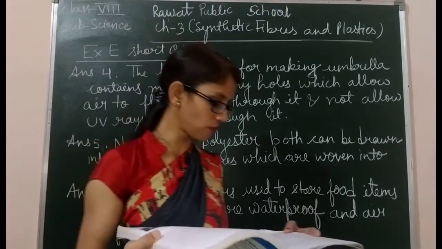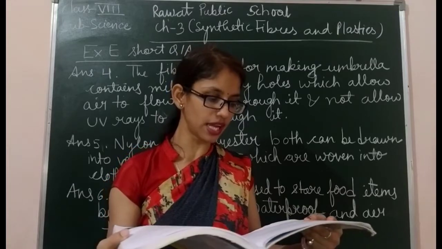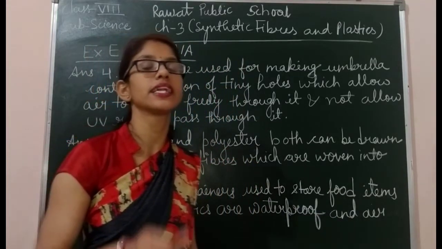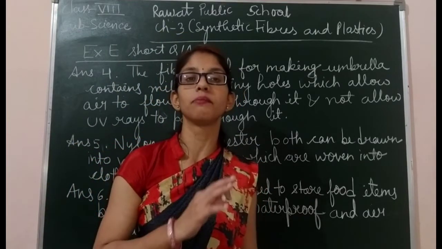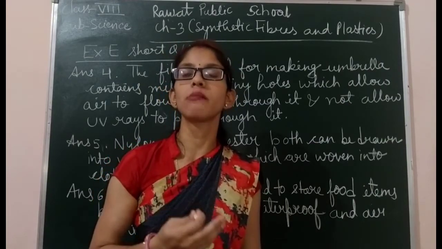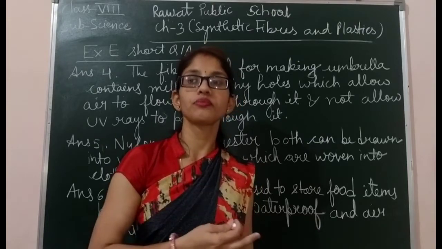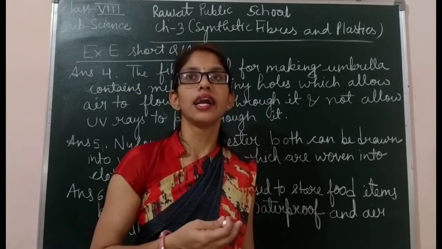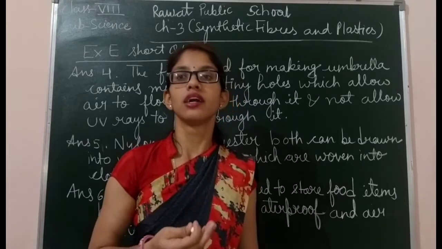Next student, question 5 is, what are the similarities between nylon and polyester? So student, as we have discussed, nylon and polyester are synthetic fibers. They are completely made from chemicals. And if we talk about the similarities present in these fibers, they are both strong, and from these fibers garments can be made waterproof.